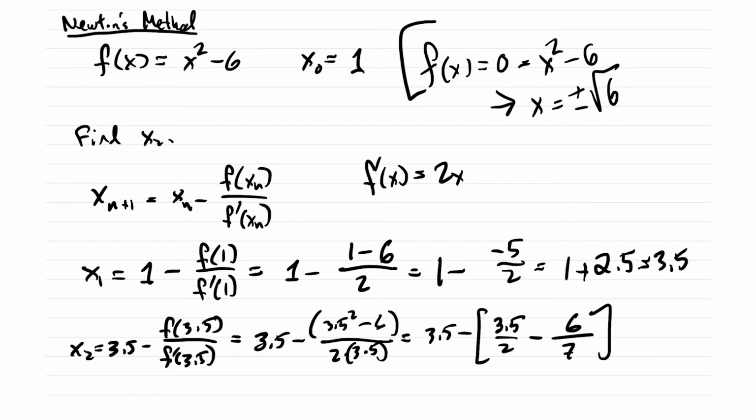So let's see, keeping this going, we get 3.5 minus 3.5 over 2, so that is going to leave us with 1/2 of 3.5, so it's going to be 1.25, sorry, 1.75. And then we have plus 6 divided by 7. What is 6 divided by 7?